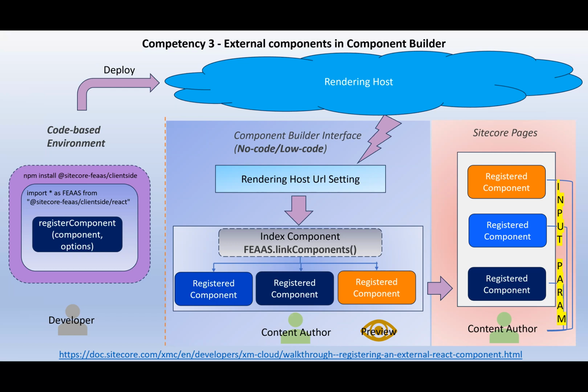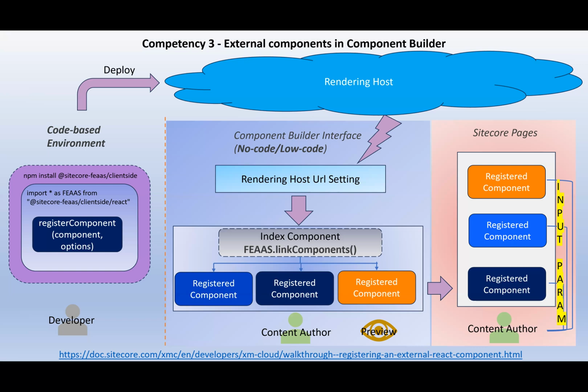One of those capabilities is to include external components. These are React components, JavaScript code based, and then you have HTML. You can register these and start using them. This shows the process: you develop it locally, then you have a package, Sitecore FEAAS client side, and you import that package. You have a register component for FEAAS, which is front end as a service. This is a line you have to add in your external component, and then you put that in the rendering host. You host it in a rendering host like Vercel.